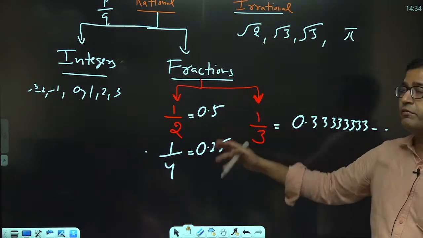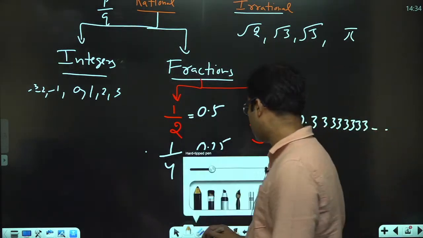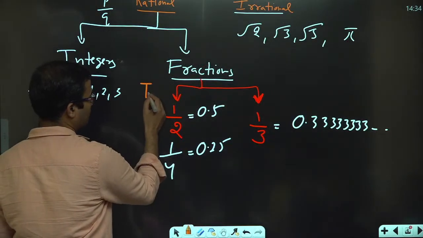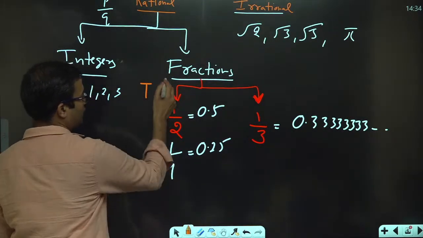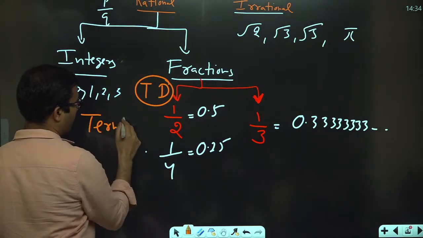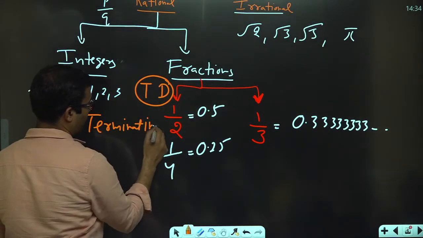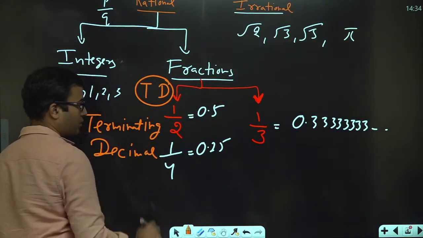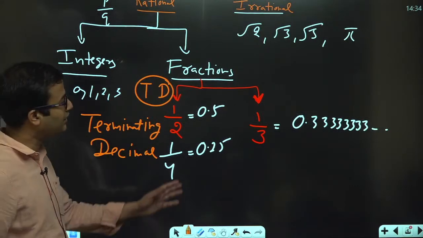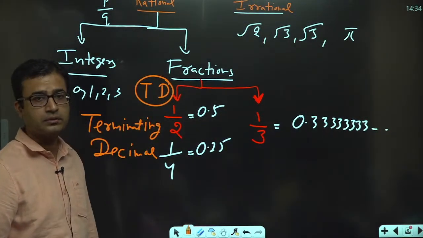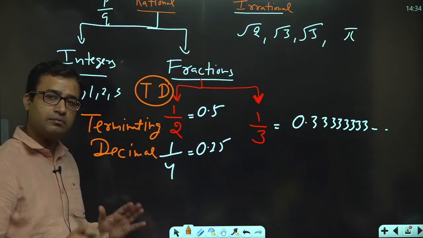So what we do, we divide fractions into two parts. One is called terminating decimal. When we convert these in decimal, they terminate after 1 digit, 2 digit, maybe 100 digit, maybe after 5 digit, but they will stop.